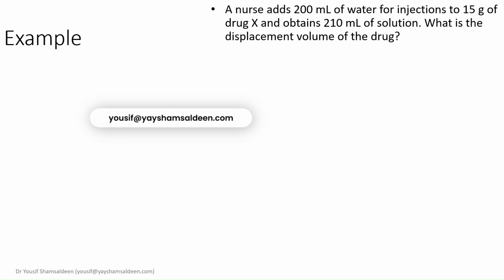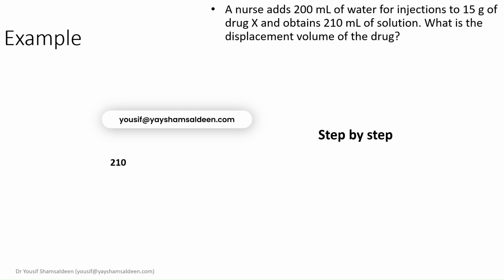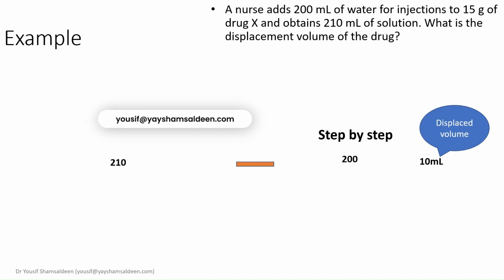This is an example. 200 ml being added for injection to 15 gram of drug X, and this obtains 210 milliliter of solution. What is the displacement volume of the drug? Now we apply the same steps. 210 minus 200, and this gives us 10 milliliter, which is the displaced volume. And 10 milliliter divided by 15 grams, and this gives us 0.66 milliliter per gram. And this is the displacement volume.